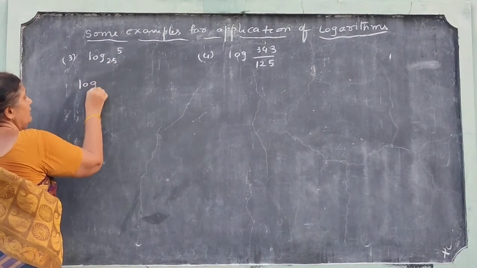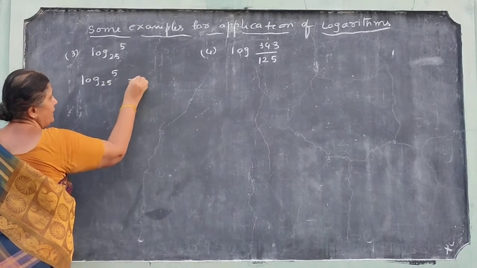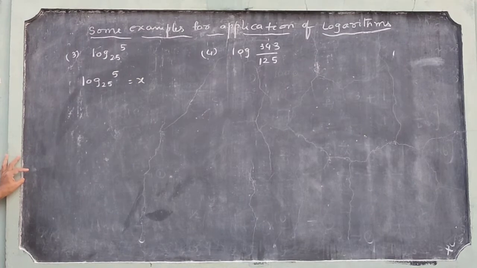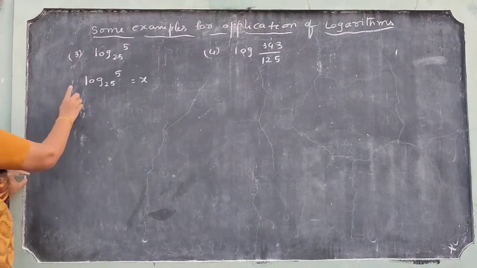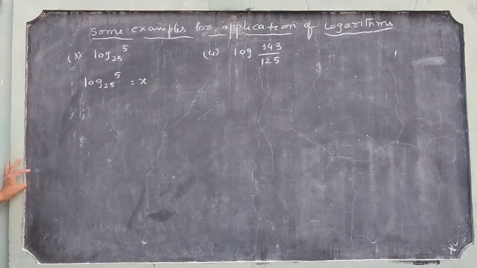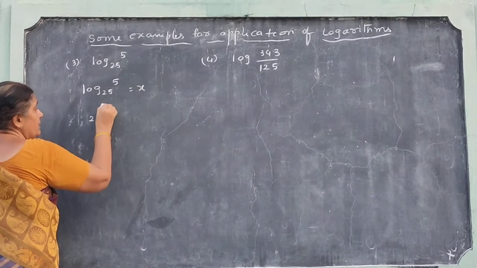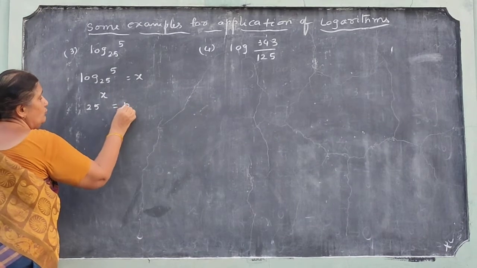Whenever we want to find the value, log 5 to the base 25 is equal to x. Whenever the logarithm is equal to some value or some variable, it will be changed into exponent form. So it is called logarithmic form, and now we are changing into exponent form. How to change? 25 to the power of x is equal to 5.